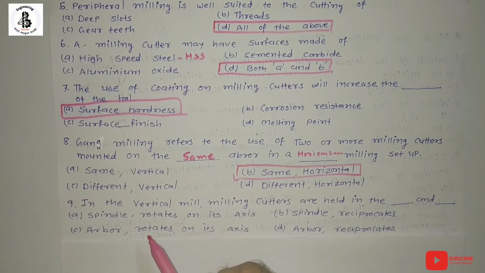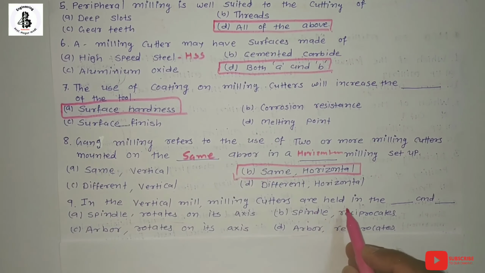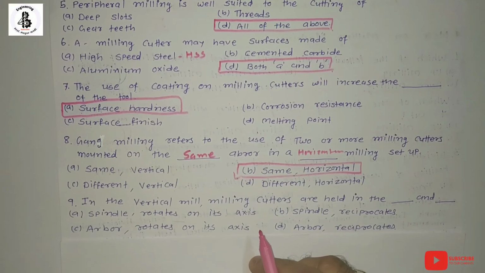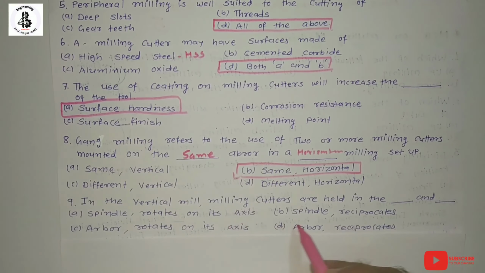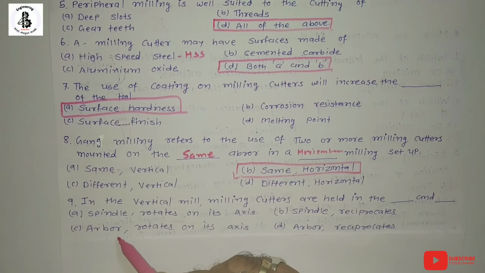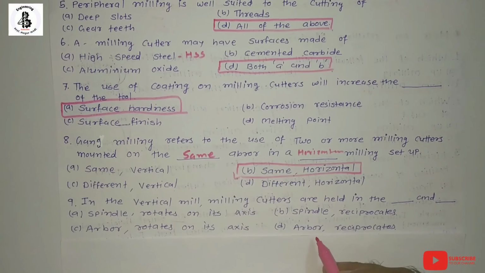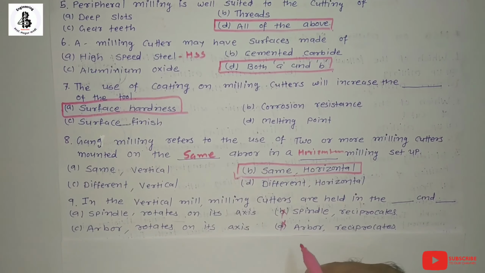Then next, in the vertical mill, milling cutters are held in which and which? Option A, spindle and rotates on its axis. Option B, spindle and reciprocates. Option C, in the arbor and rotates on its axis. Option D, in the arbor and reciprocates. So basically that will not reciprocate, so B and D are not possible.